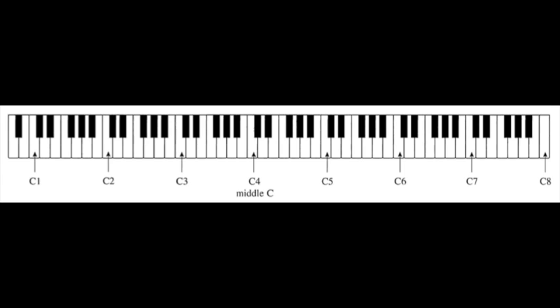All the C's on the piano are labeled in the example that you can see. So you can see here C1, C2, C3, C4, C5, C6, C7, and C8. From any C up or down to the next C is called an octave.